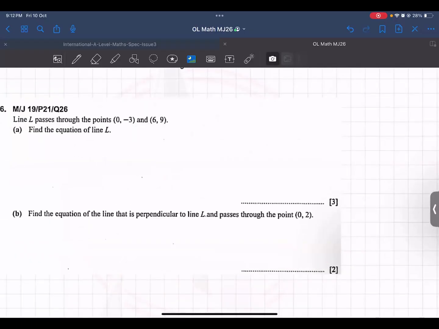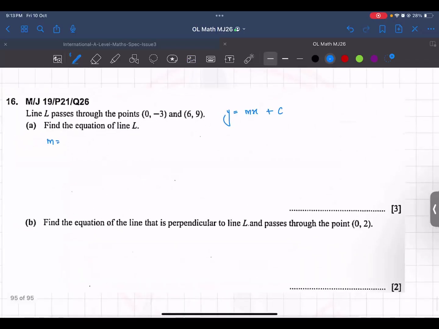So a line L passes through the 2 points. The 2 points are given to you. They're asking you to find the equation of the line. So we know the equation of the line is y equals mx plus c. So you need to find the value of m. So m will be (y2 minus y1) upon (x2 minus x1), with the points x1, y1, x2, y2. So y2 minus y1 would be 9 minus 3 upon 6 minus 0, which would get you 12 upon 6, which will be 2.